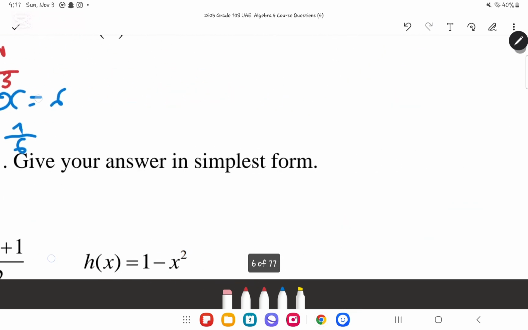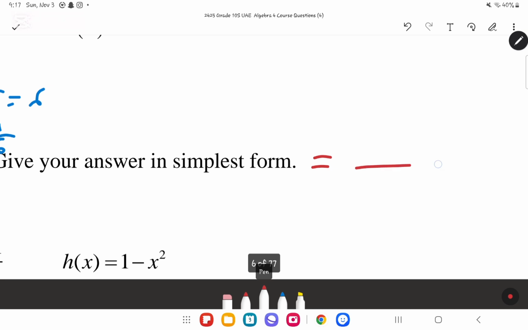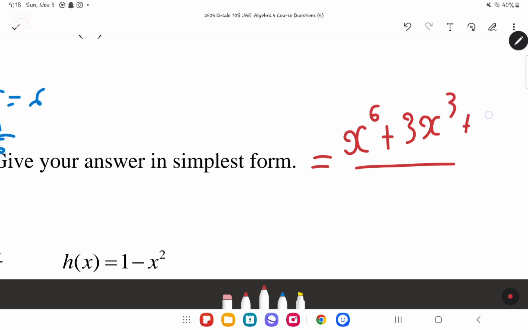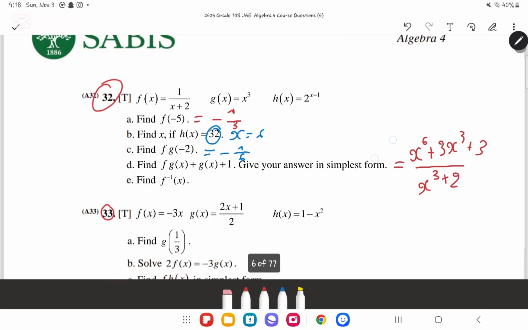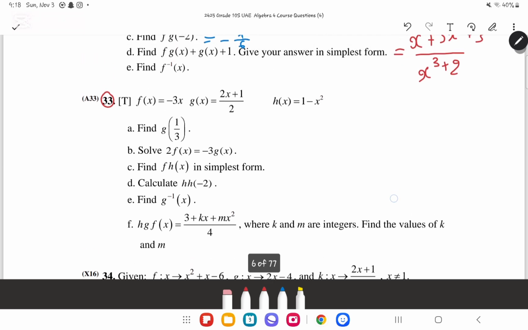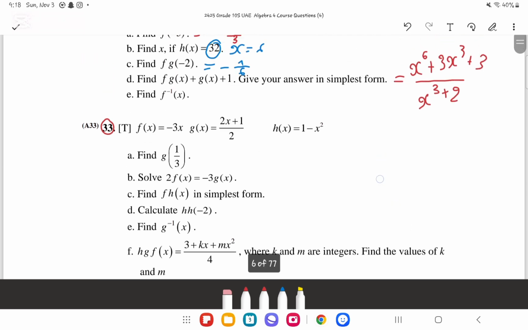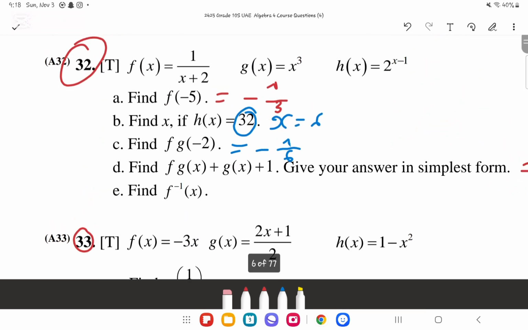So for part D, our final answer is equal to x to the power of 6 plus 3x to the power of 3 plus 3 over x to the power of 3 plus 2. Then we move on to top question number 33. Oh my goodness, before, I forgot to solve the last one, which is f inverse. They need f inverse. So what do you do?